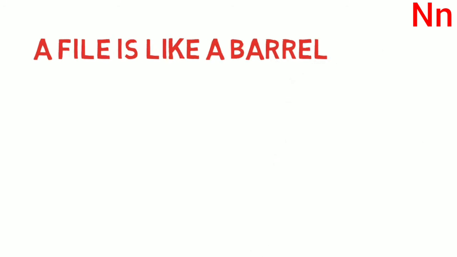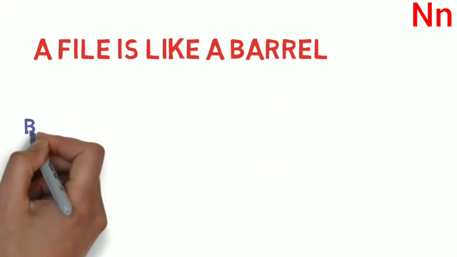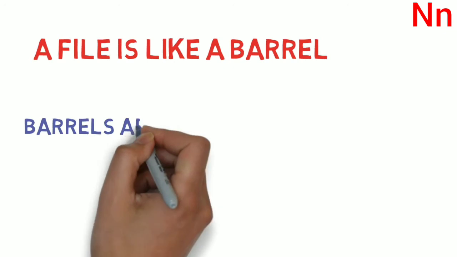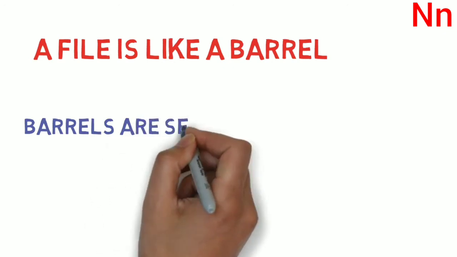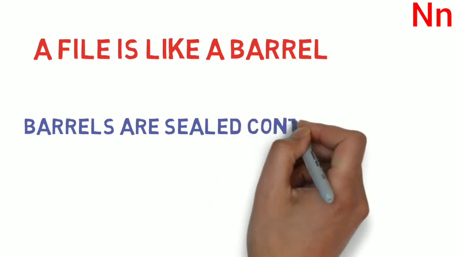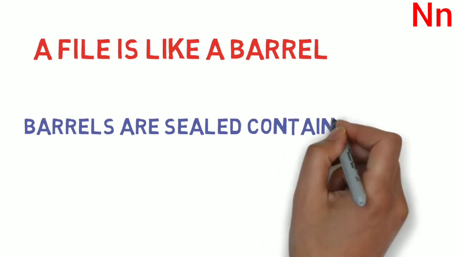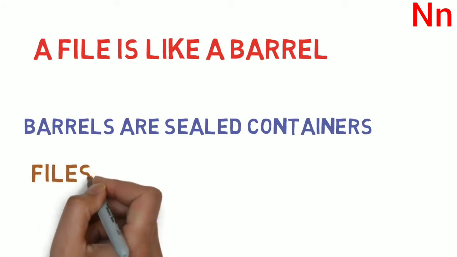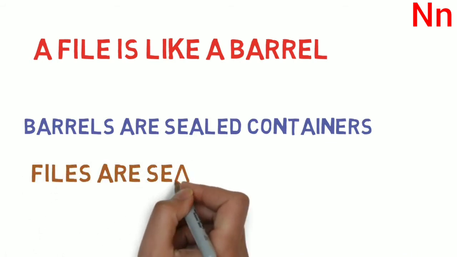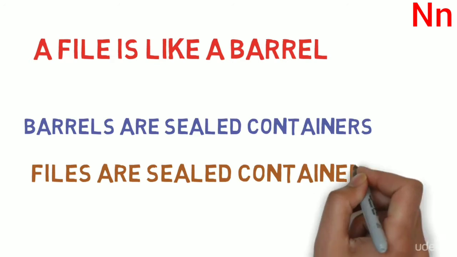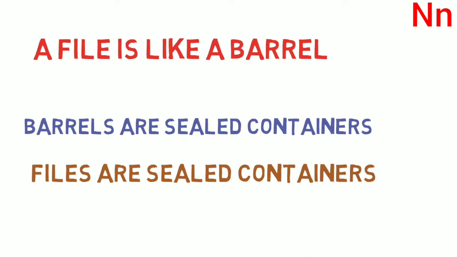You guessed it, a barrel. Just like a barrel is a sealed container, a file is a sealed container of information. Barrels can contain anything like oil or beer or whatever you can think of. Files can contain anything as well. This can be text, video, audio, whatever you can think of.